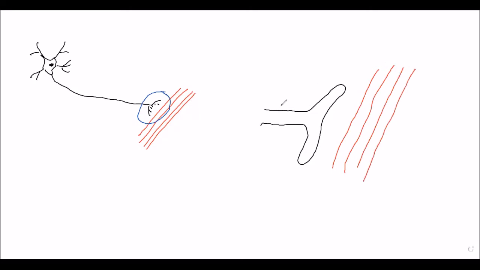Okay, so what happens over here? What I circled here is a close shot. You can see this is what we call the neuromuscular junction. This is the synaptic cleft in here, and this is the presynaptic membrane. This is the postsynaptic membrane.